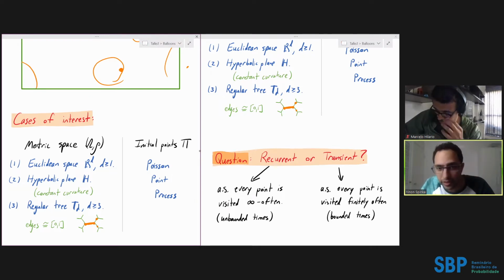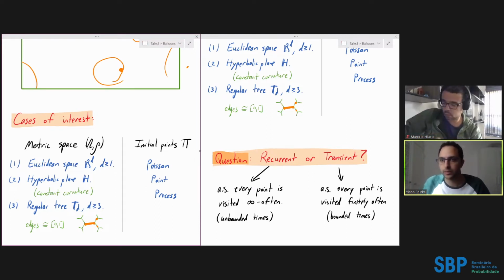And again, it's not a priori clear that this process is either recurrent or transient. Maybe it's neither. Maybe this event has a non-trivial probability. Maybe it depends on the point you're looking at and things like this. So we want this almost surely for all points.